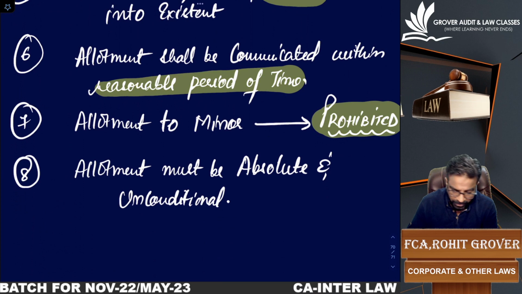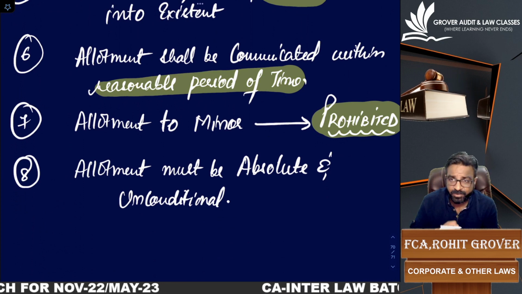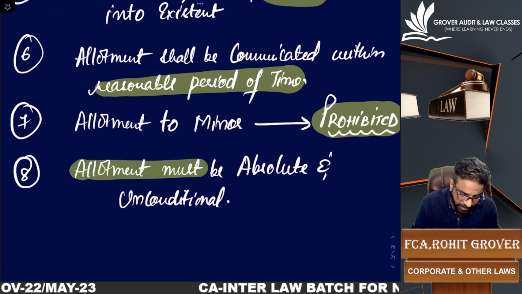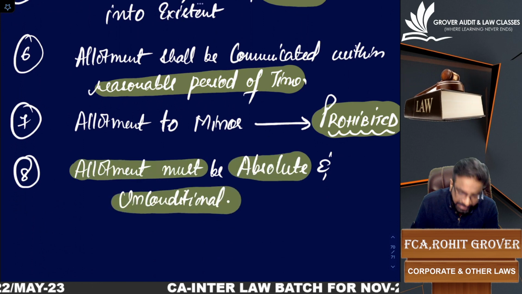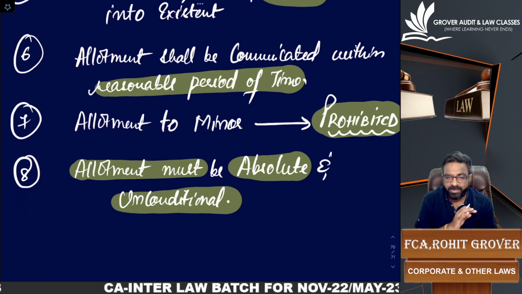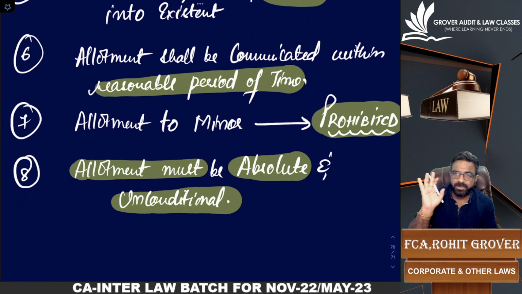Not allowed. So that's why, what is the point 8 I wrote? Read it. What is the point 8 I wrote? Allotment must be what? Absolute and unconditional. You cannot put any condition when you're making the allotment. Everyone writes, super clear, 100% understood.